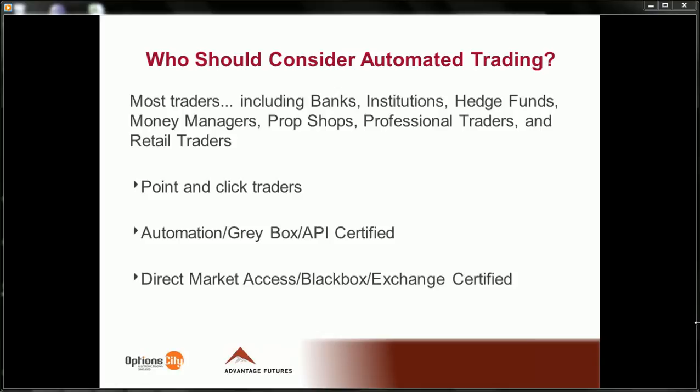Most banks, institutions, hedge funds, money managers, we know all those guys are using automation. We deal with them on a daily basis. We know point and click traders who are using automation in some form, pulling data in from a data vendor and putting their orders into some kind of database, which helps them make decisions about what to point and click on next. Obviously, API certified people are definitely using automation. And ultimately, direct market access we've seen soaring. We'll show a slide later that shows what we see in terms of direct market access.